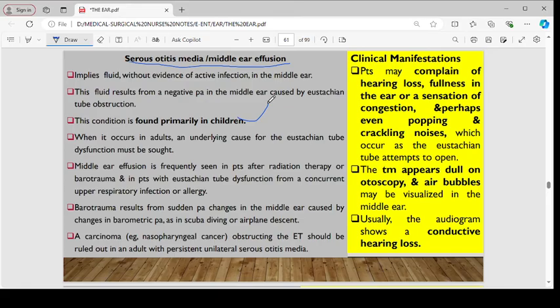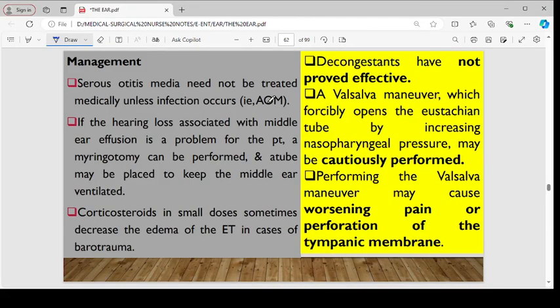Patients with middle ear effusion may complain of hearing loss, fullness in the ear, or a sensation of congestion, or perhaps even popping and cracking noises, which normally occur as the eustachian tube attempts to open. The tympanic membrane appears dull on otoscopy, and air bubbles may be visualized in the middle ear. Usually the audiogram shows a conductive hearing loss.